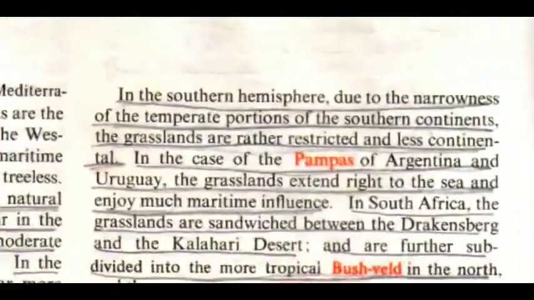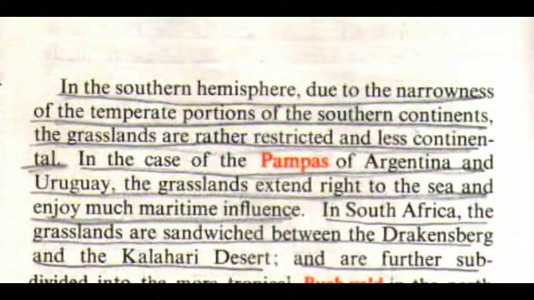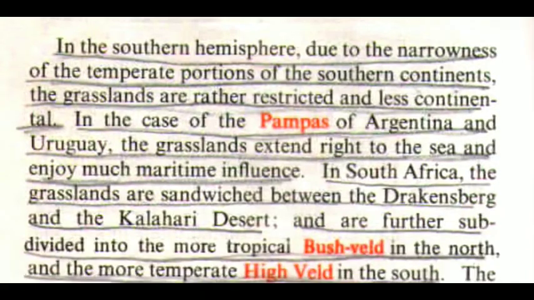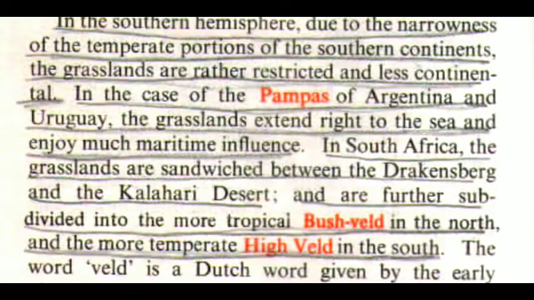In the southern hemisphere, due to the narrowness of the temperate portions of the southern continents, the grasslands are rather restricted and less continental. In the case of the Pampas of Argentina and Uruguay, the grasslands extend right to the sea and enjoy much maritime influence. In South Africa, the grasslands are sandwiched between the Drakensberg and the Kalahari Desert and are further subdivided into the more tropical bush veld in the north and the more temperate high veld in the south.